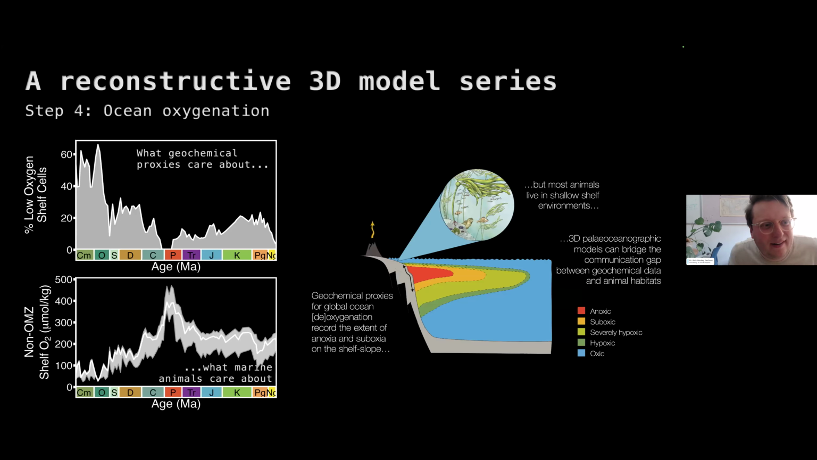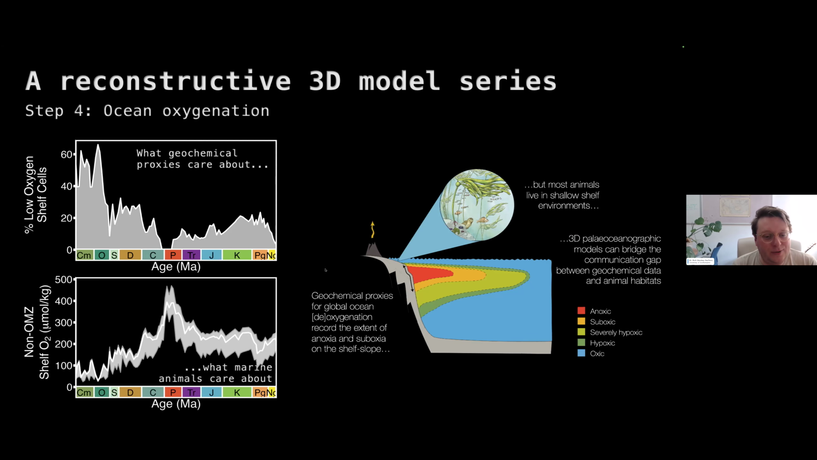I'm conscious that I'm running a bit low on time, but it's definitely worth speaking about ocean oxygenation and how we start thinking about that. A lot of my research is motivated by understanding how dissolved O2 in the oceans has changed through time, and the history of deoxygenation and oxygenation in the oceans. In the first study related to this model series, I'm trying to get at this problem where most marine animals live in very shallow environments, and most geochemical proxies are recording deeper settings, where the sensitivity of these proxies is really focused on these low O2 shelf slope settings.